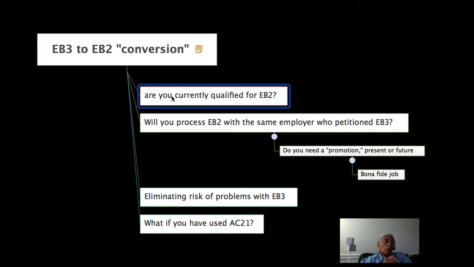However, you must be qualified for it on the date you file the PERM application. So let's say you have 3 years of experience after bachelor's degree. And you know that the green card is going to take 3-4 more years. Can you file under EB2? No, because today you're not qualified. You may be qualified in 2 years or 3 years, but that doesn't mean you can file an EB2 right now. So are you currently qualified for EB2?